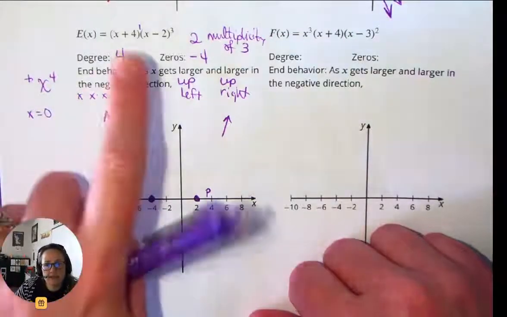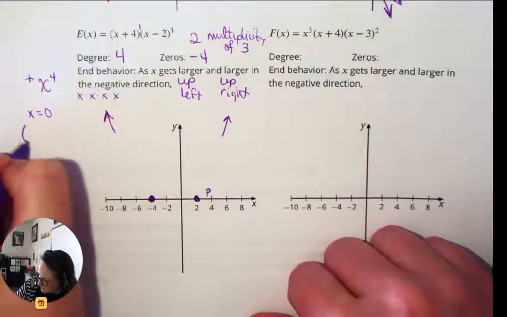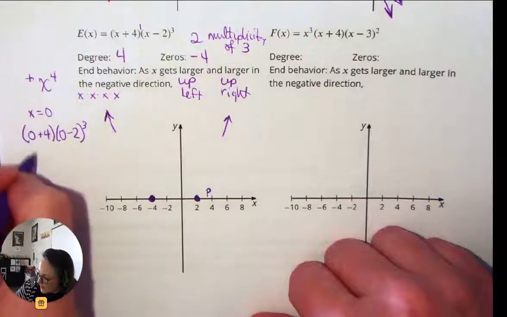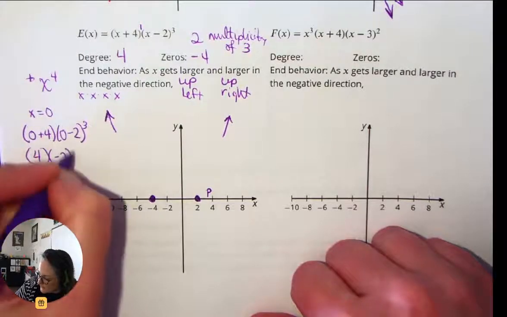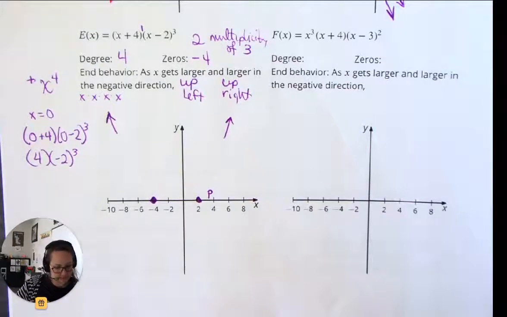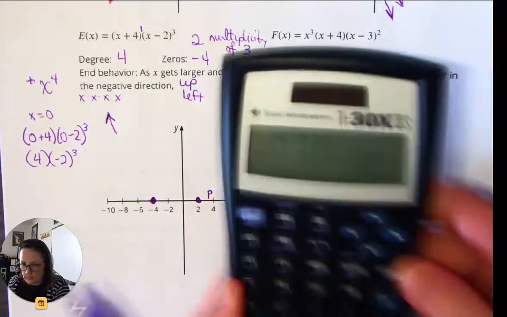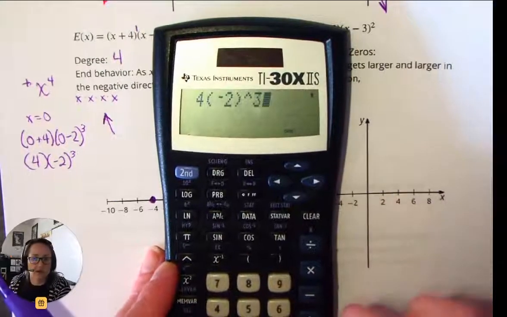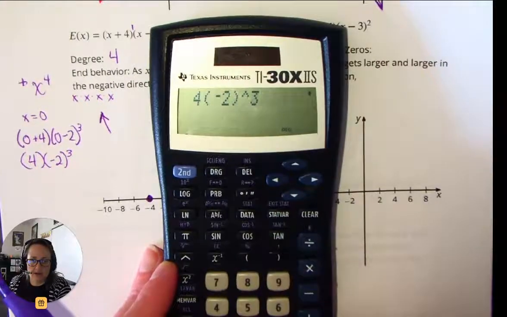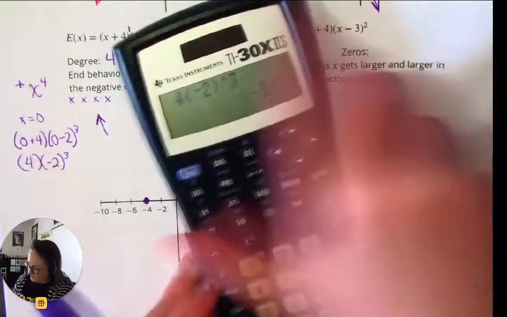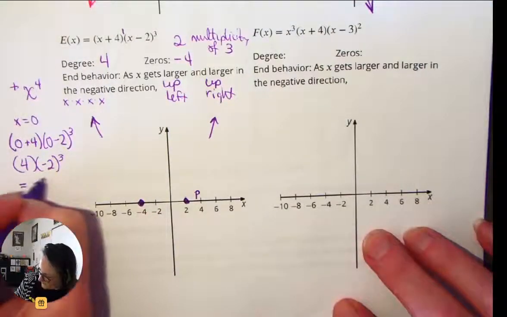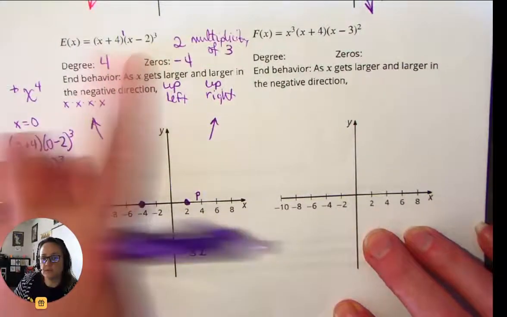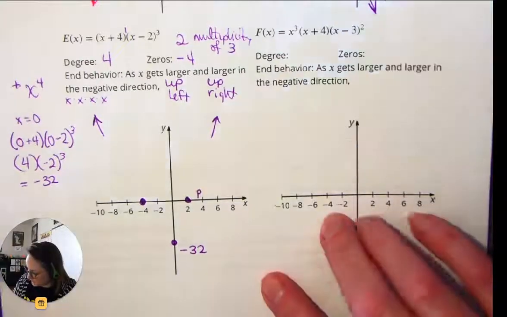Y-intercept, plug in 0 for x. 0 plus 4 to the 1st power, 0 minus 2 to the 3rd power. Always okay to use a calculator here. I'm going to use it here just so you can see that I'm doing that too. No biggie. Calculators are here to help. I put that -2 in parentheses just like that. Boom, -32. Y-intercept, constant of our equation at -32. I could tell that too if I multiplied this all the way out into standard form.